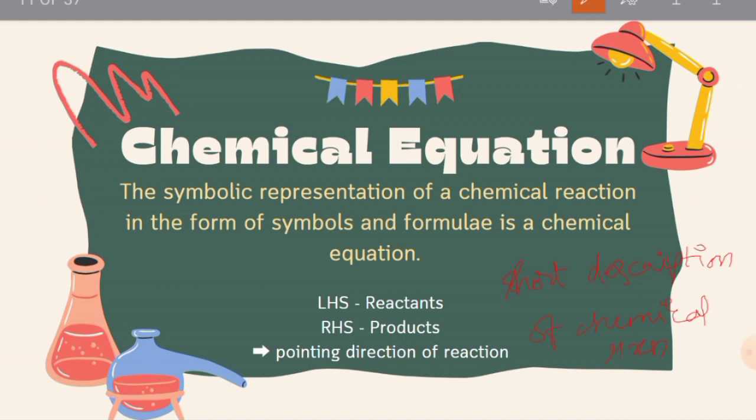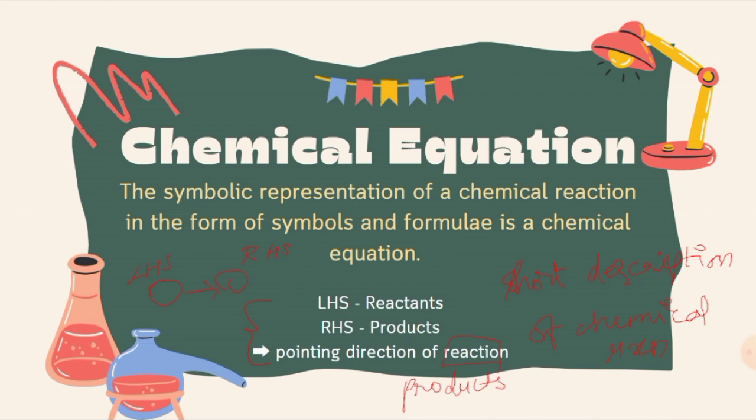You have to tell that on the left hand side you are going to represent the reactants, and on the right hand side you are going to represent the products, and there will be an arrow mark in between which points to the direction of the reaction, or you can also say it points towards the products. If you include these points also, then only it is going to be the perfect definition of a chemical equation. I hope it is clear to you until here.